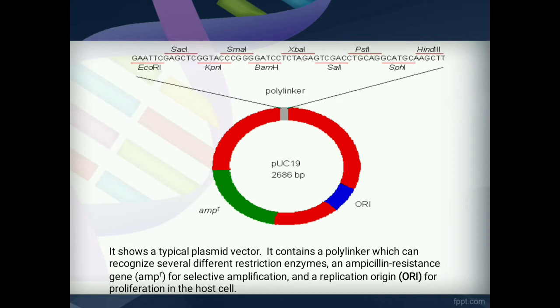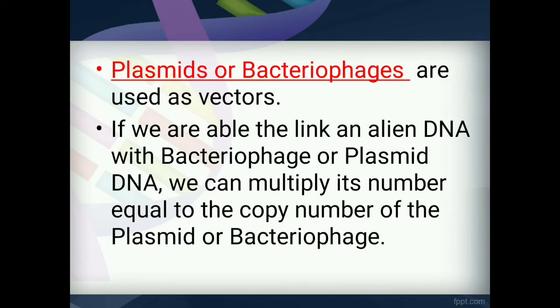This is how a bacterial DNA or a vector's DNA looks. Plasmids or bacteriophages are used as vectors. Bacteriophages, as all of you know, are viruses that only infect bacteria. They can also be used as a vector. If we are able to link an alien DNA with bacteriophage or plasmid DNA, we can multiply its number equal to the copy number of the plasmid or bacteriophage.